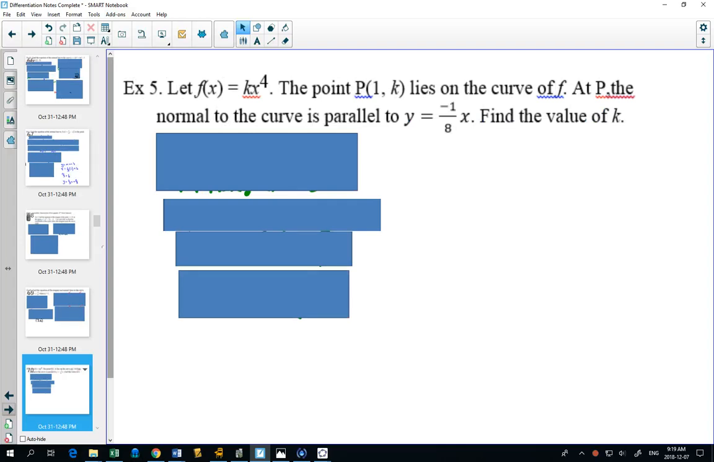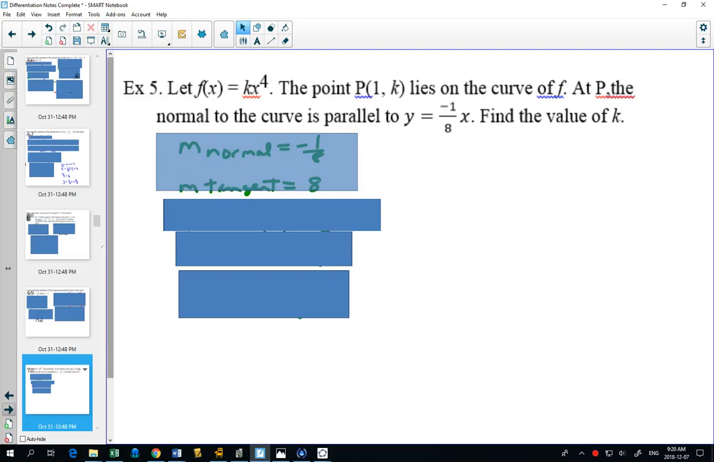Let f of x equal kx to the 4. The point 1, k lies on the curve of f. At the point P, the normal to the curve is parallel to -1/8 x. Find the value of k. So again, this is some working backwards. We have to look through our equation and see what we already know and see what we could find out.